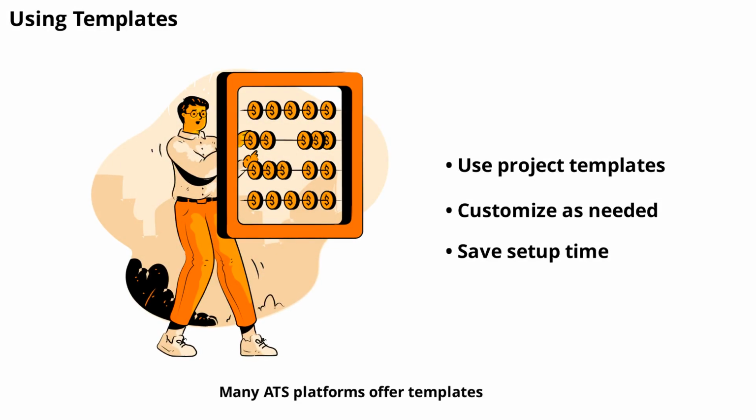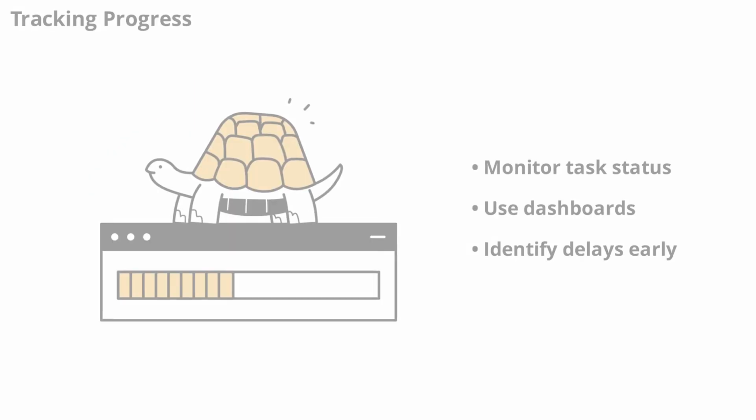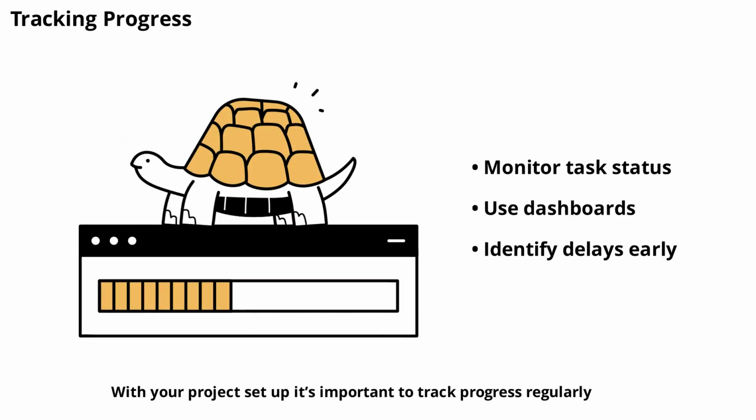Many ATS platforms offer templates for common project types or workflows. Templates can save you time by providing a ready-made structure for your project. You should customize these templates to fit your specific needs, adding or removing tasks and stages as necessary. Using templates is especially helpful for beginners, as it gives you a solid starting point and ensures you don't miss any important steps. With your project set up, it's important to track progress regularly.